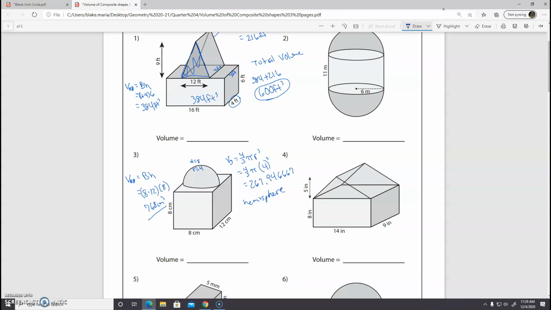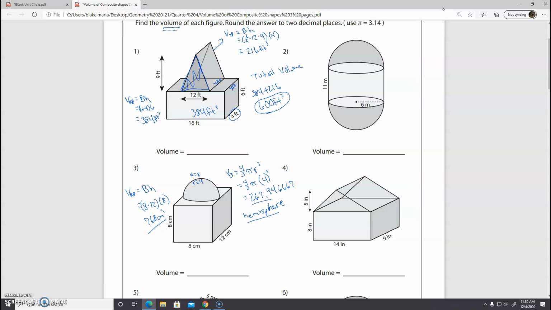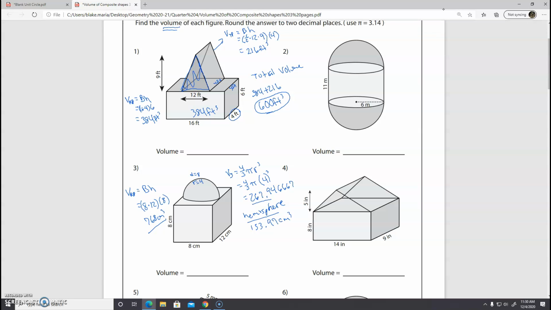So my hemisphere is going to be half of that. So my hemisphere, divide by 2, and we're going to round that to the nearest 2 decimal places. So 133.97. And again, centimeters cubed. So there's my hemisphere. We found the sphere was the 267, but we only wanted half because that's all I see here. All right, and then we can add them up.